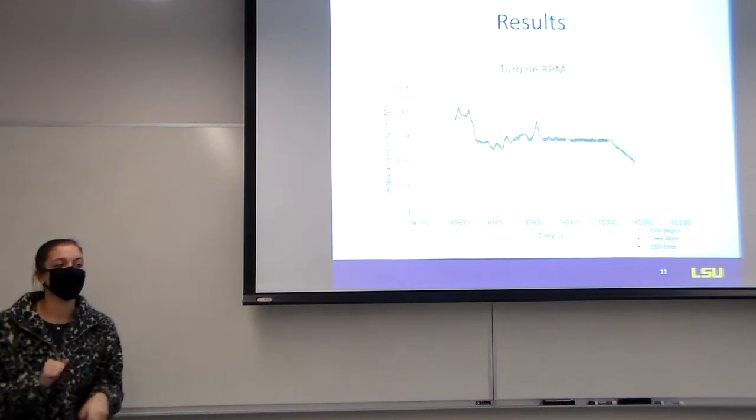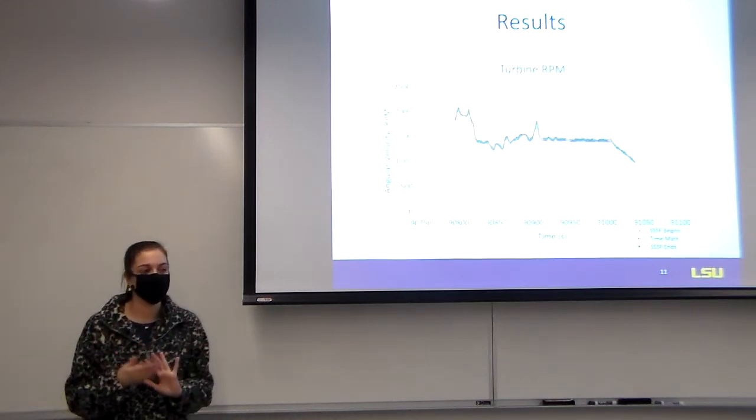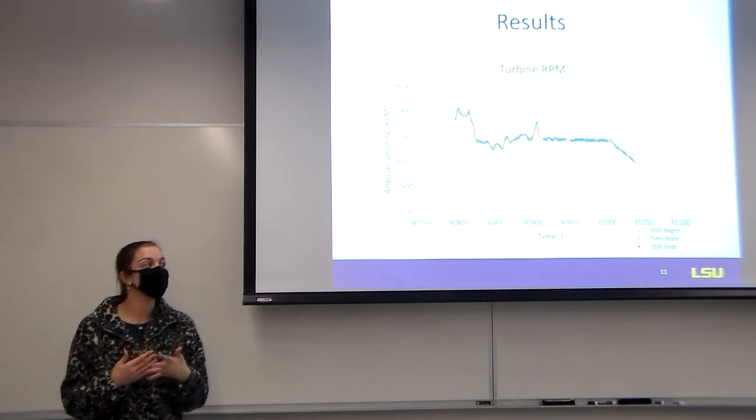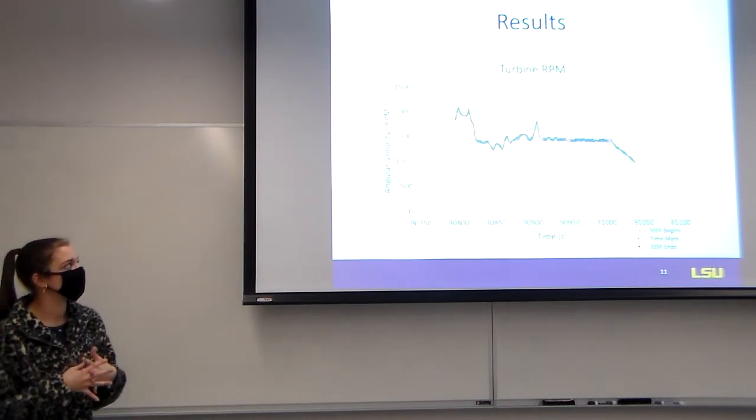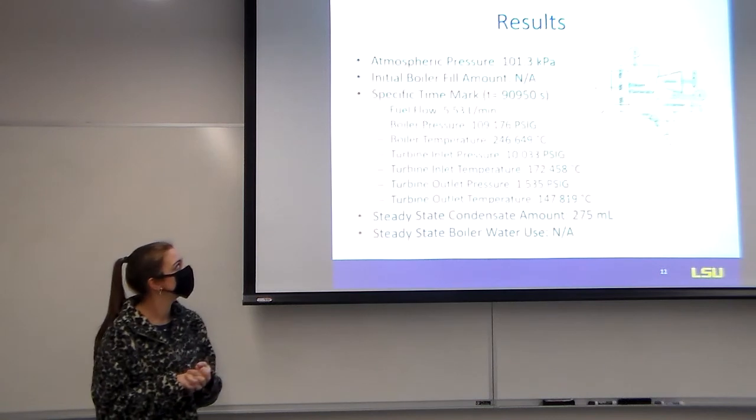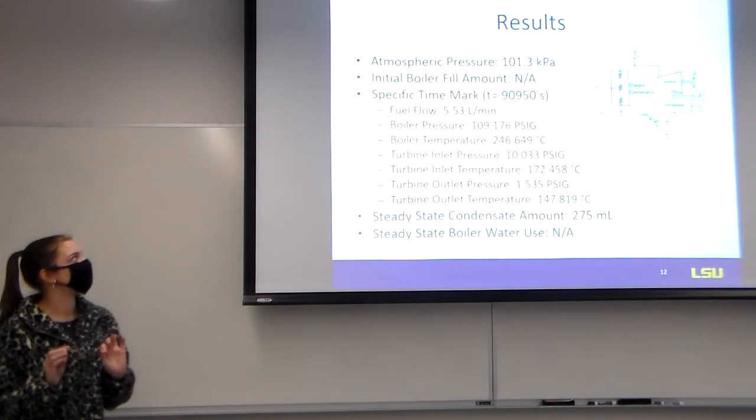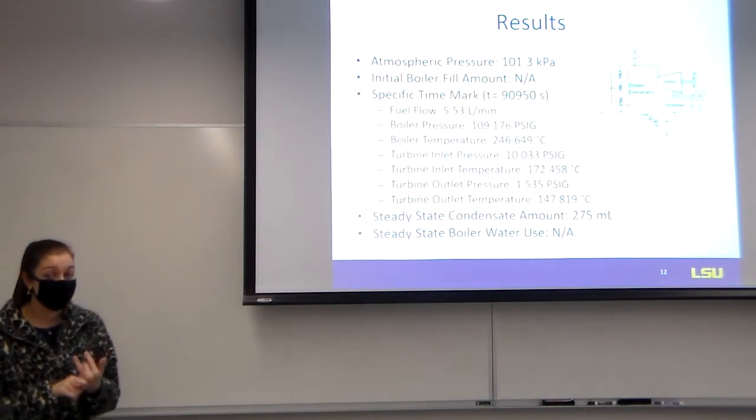And this is the turbine RPM, so the rotations per minute that we're getting because of the steam flow. It's around 1500 when we reach steady state. Here are some results of states at a specific time mark.